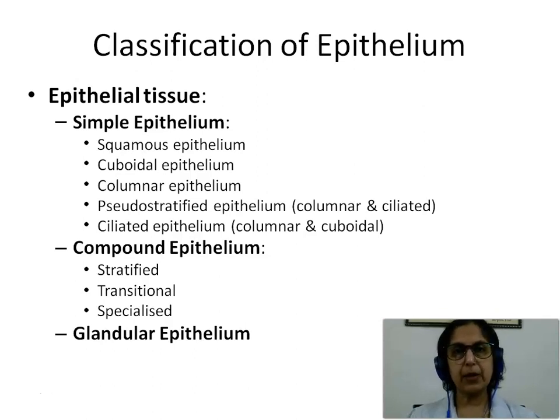So how do we classify epithelium? The epithelial tissue can be of 3 types: simple, compound and glandular. Under simple epithelium, we have simple squamous epithelium, simple cuboidal epithelium, simple columnar epithelium, pseudostratified epithelium, which could be columnar or ciliated columnar, and there could be ciliated epithelium, which could be columnar or cuboidal. Under compound epithelium, we have stratified, transitional and specialized epithelia, and the third is the glandular epithelium.